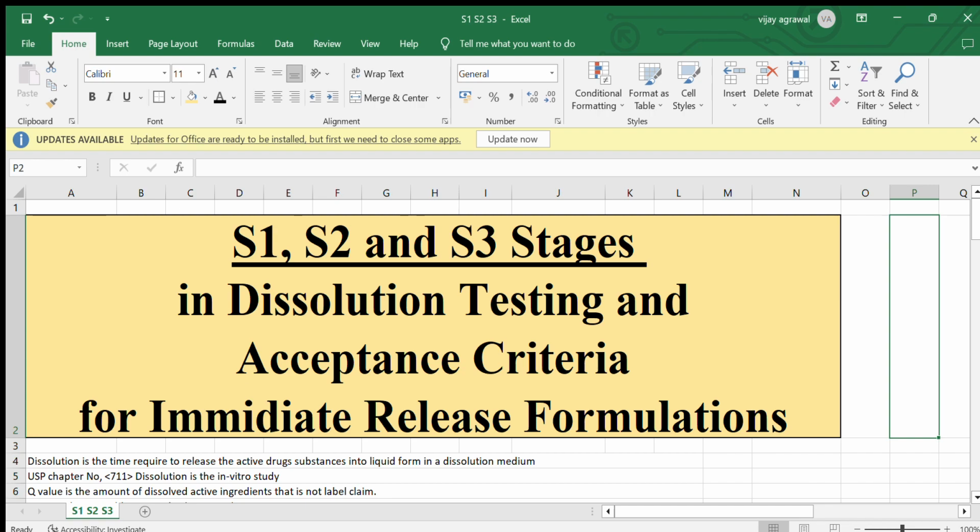So once you have a dissolution specification in your hand for the test product, that means you have finalized the dissolution method, you have finalized the dissolution specifications, and now this product is being tested for the dissolution. So we have to consider the USP requirements for the dissolution testing and acceptance criteria of the immediate release formulations.